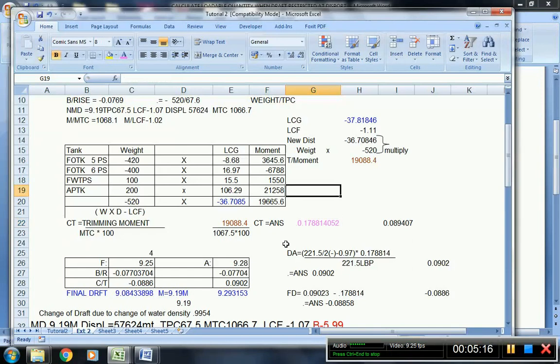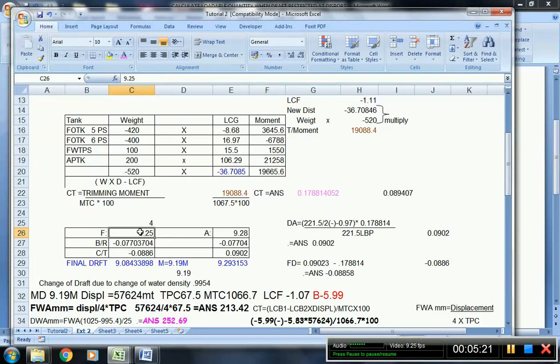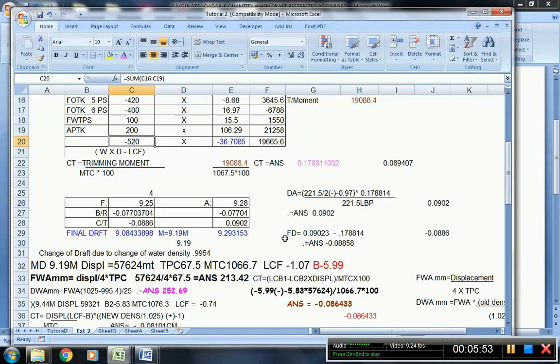0.178. Okay, so let us find the bodily sinkage, because your initial draft is 9.25 forward and 9.28 aft. So when you make the algebraic sum here, the total weight is negative 520, meaning there is a bodily rise. So we divide 520 by the TPC, 67.6, divided by 100 to get the meters unit. Then the correction for the forward is the bodily rise, 0.077, so this is a parallel rise. Enter. So you have your parallel bodily rise.